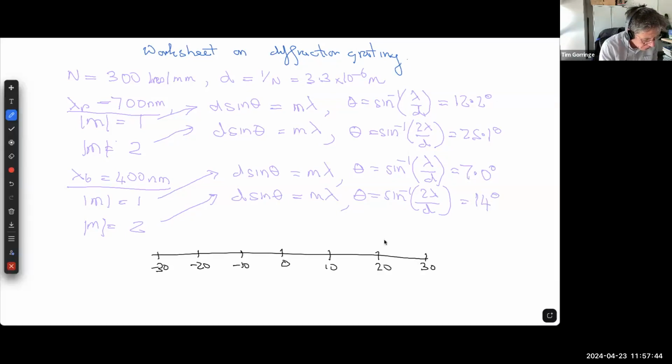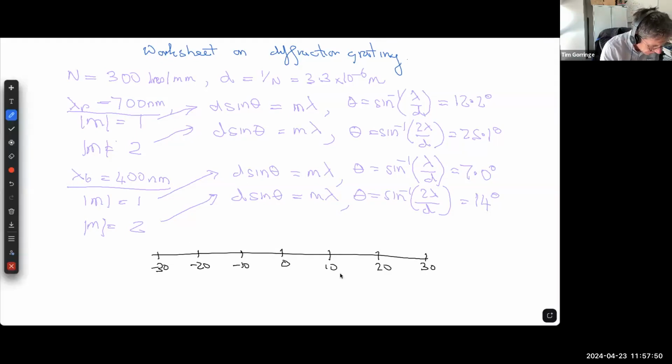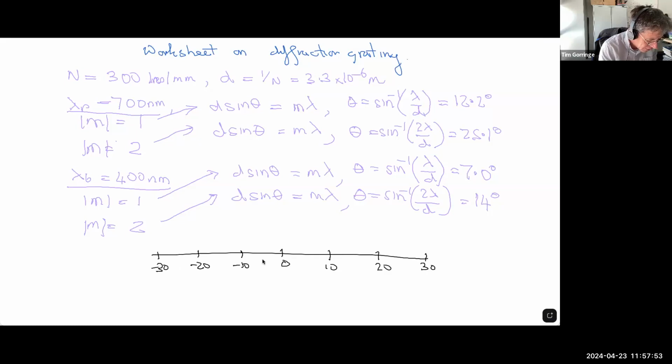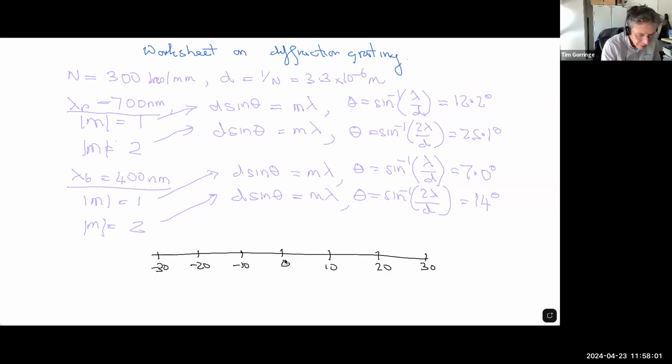Okay, I'm going to make a sketch down here of this rainbow of colors that we see in our diffraction grating. The horizontal axis here is the angle. 0 degrees is in the center. This is, say, the center of the screen, or undeflected light. This is where the m equals 0 light will form a constructive maximum.